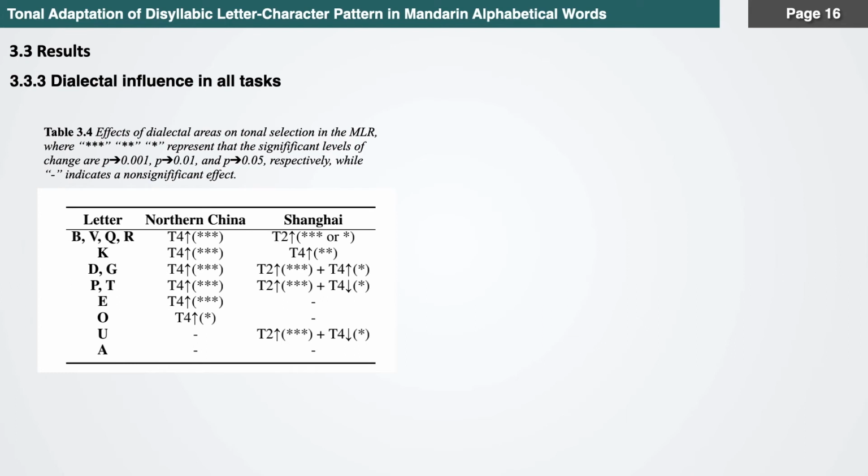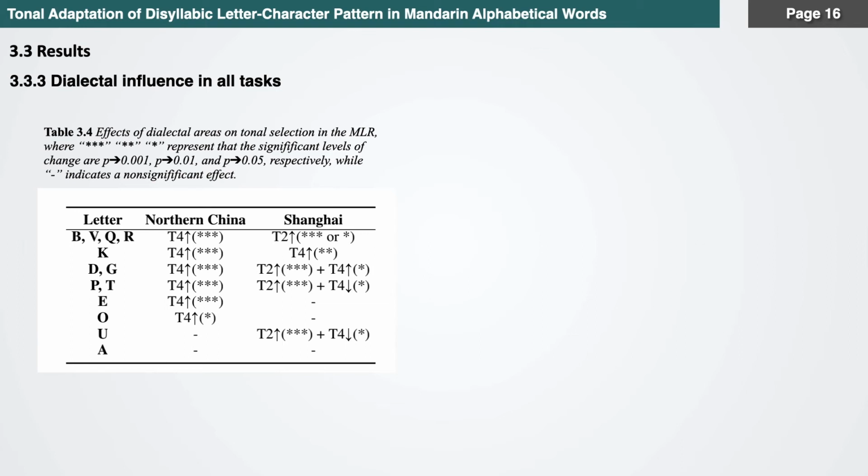Since there are no significant differences among the 3 tasks, we chose Task 3 to study the participants' actual performance. We adopted the multinomial logistic regression, or MLR, for each letter with 3 independent variables, that is, dialectal area, familiarity, and tone of the following syllable. The table on the left shows a summary of the effects of dialectal area. Guangdong area was taken as a reference.